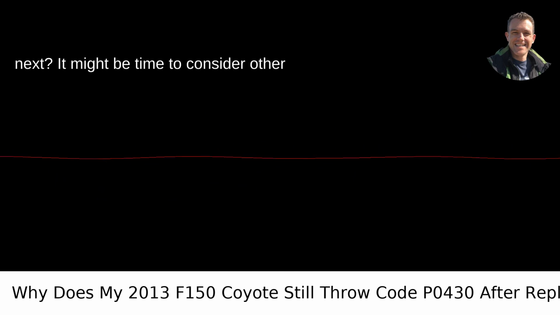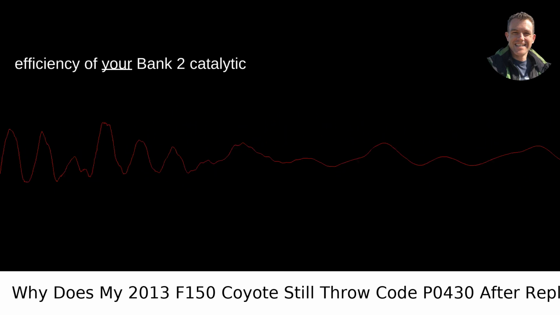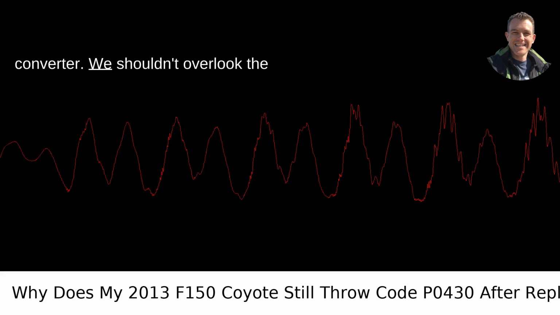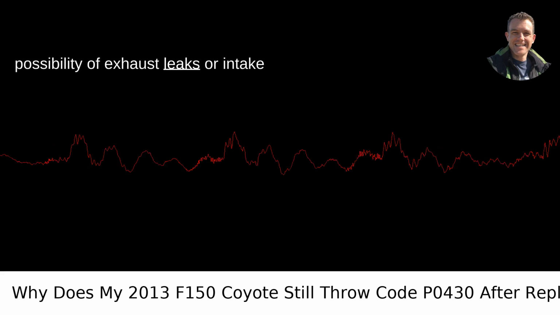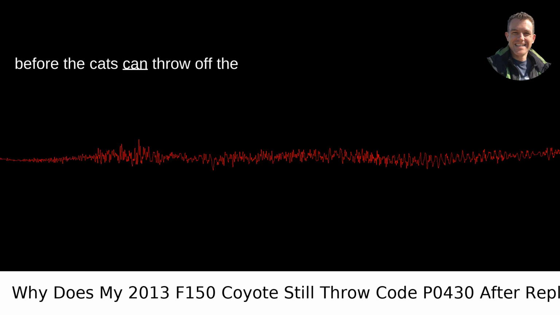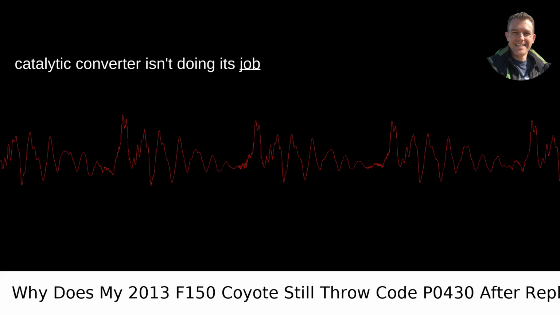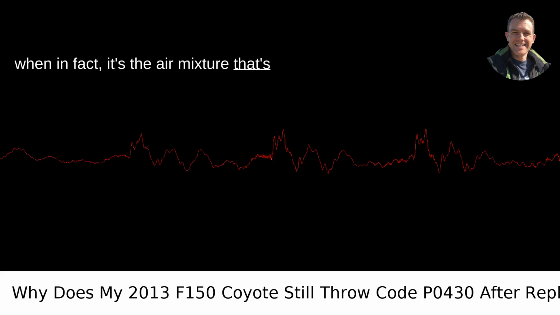So what's next? It might be time to consider other factors that could be influencing the efficiency of your bank 2 catalytic converter. We shouldn't overlook the possibility of exhaust leaks or intake system issues. Even the smallest leak before the CATs can throw off the readings, making it seem like the catalytic converter isn't doing its job when in fact, it's the air mixture that's off.